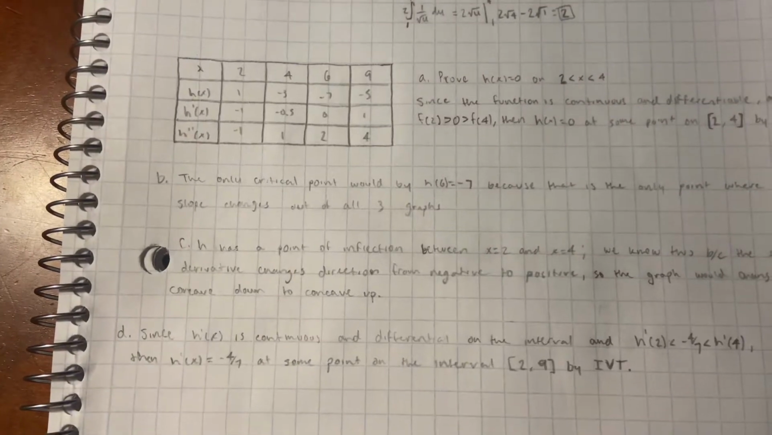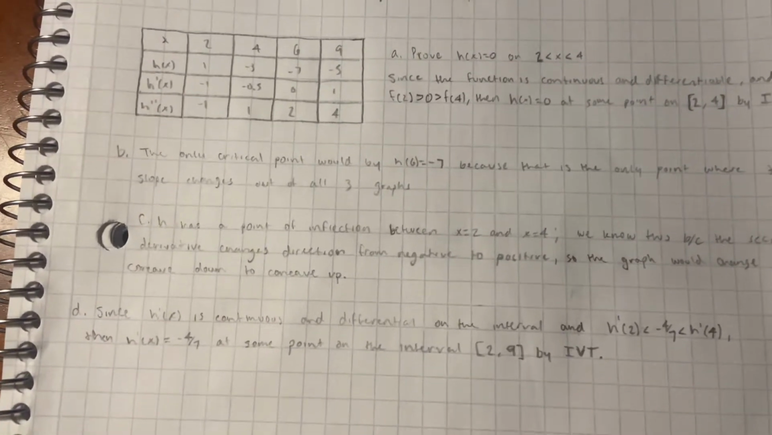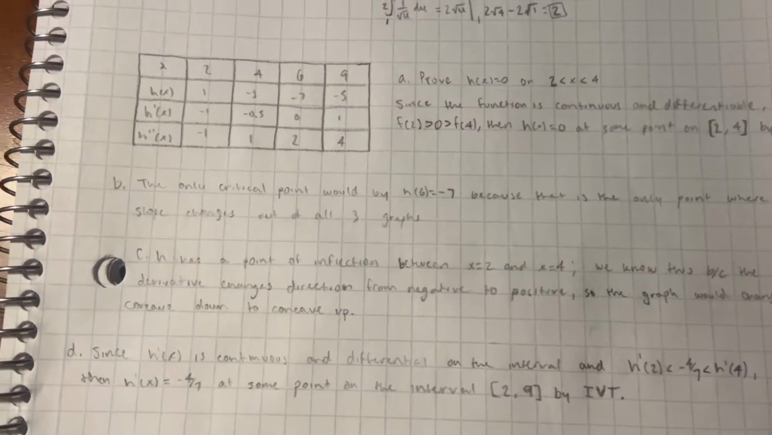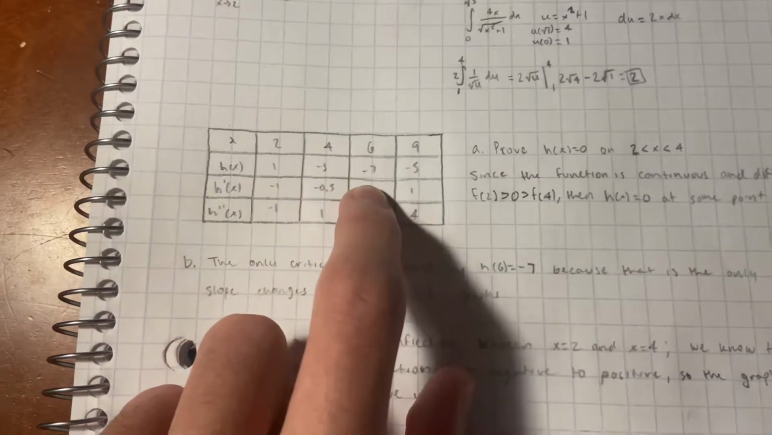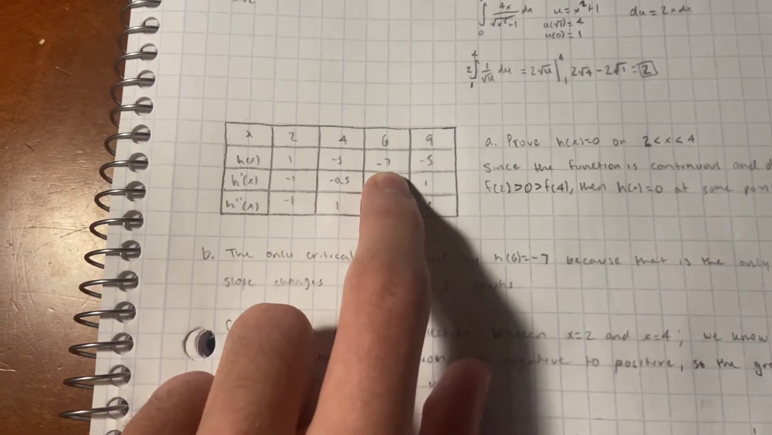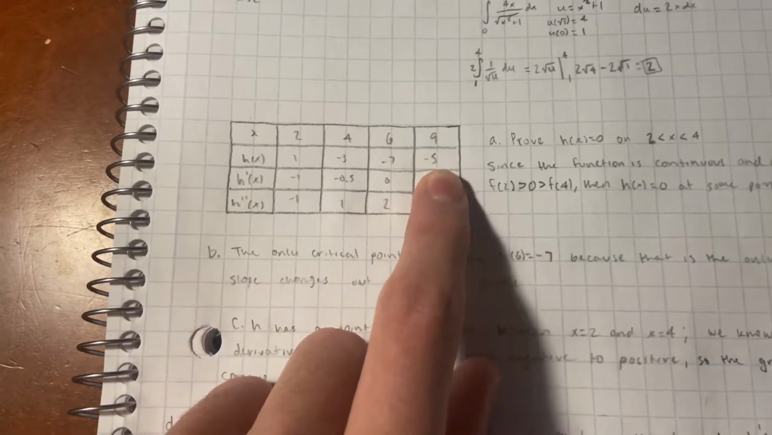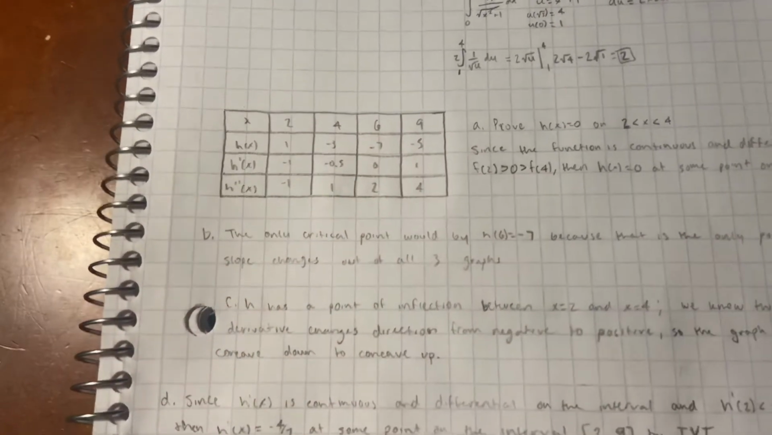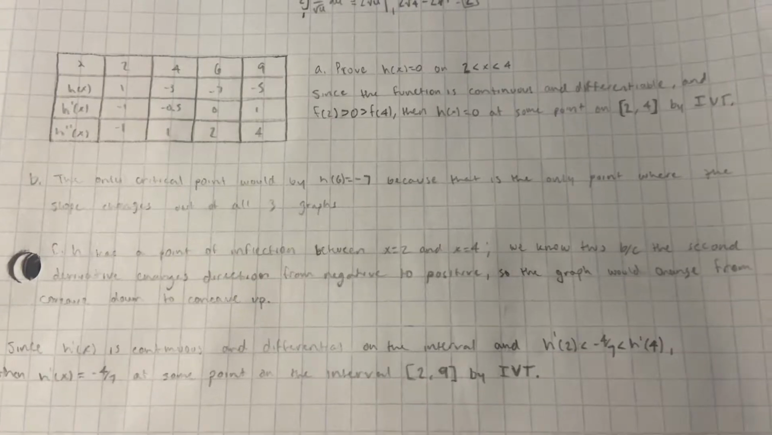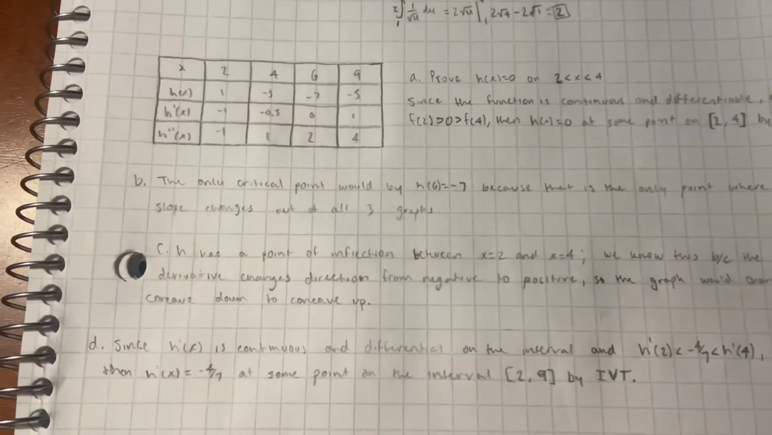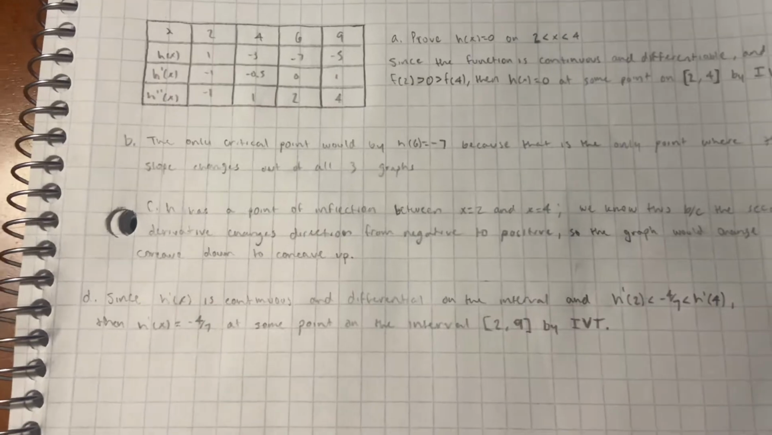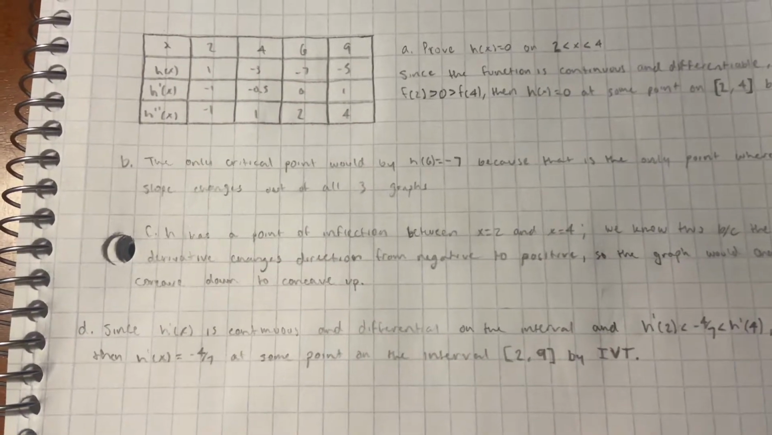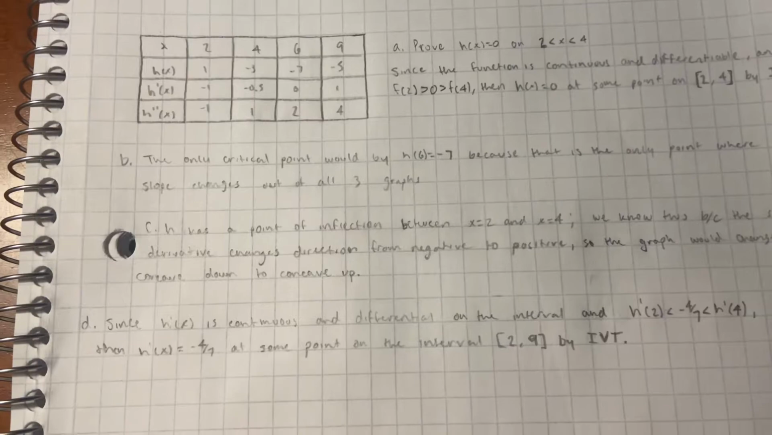Part B is asking us to classify the only critical point shown on the table. And looking at the table, we could see that we're going from -3 to -7, so we're decreasing. And then we increase to -5 after h of 6. So we could say that the only critical point would be h of 6 equals -7. That should be b instead of by, because that is the only point where the slope changes out of all three graphs.